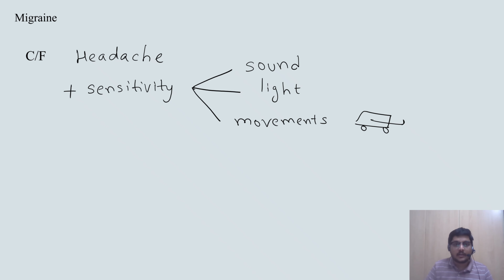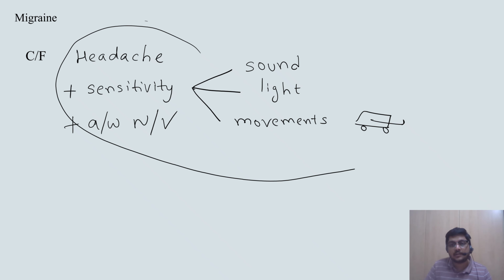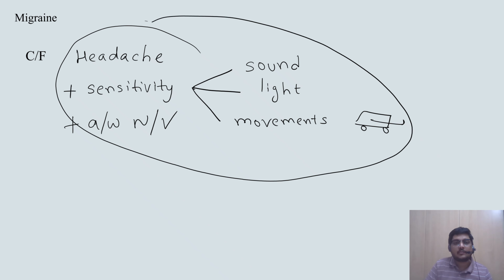One more thing associated with migraine is nausea and vomiting. Before the attack of headache, all these symptoms may appear in the patient few hours or even few days before the attack of migraine. We call this migraine with aura. In some patients, there may be no aura. We call it migraine without aura.